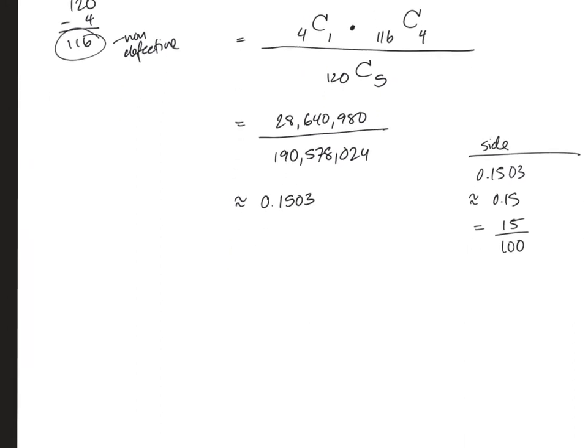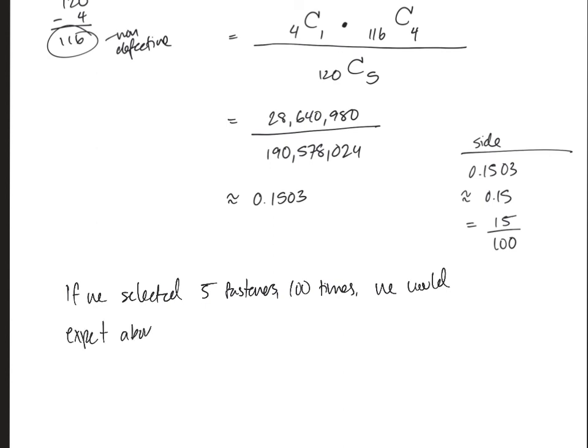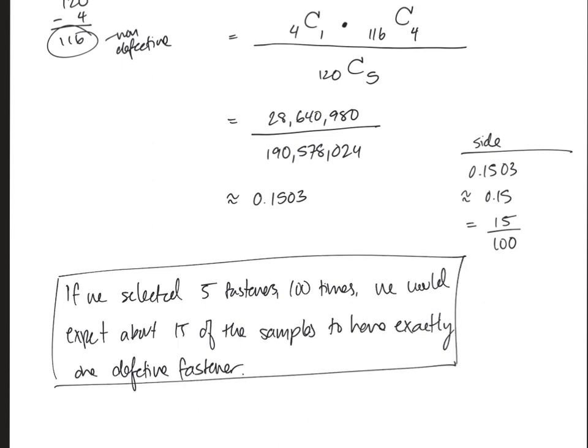So this is saying that if we selected 5 fasteners 100 times, we would expect about 15 of the samples to have exactly 1 defective fastener. Okay, so that's just the way of interpreting that on the side. I find it easiest to interpret when I turn it into a fraction. That way I can see the 15 out of 100.